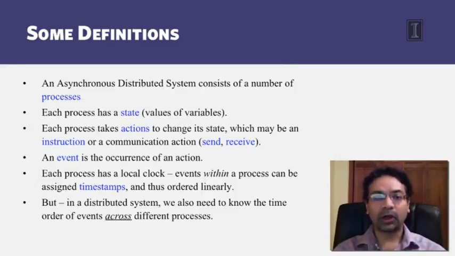Now, each process has a local clock, and events within a process can be assigned timestamps based on this local clock, because a local clock only increases linearly. It only moves forward. It never moves backwards, and it never gets stuck. So events within a given process can be ordered linearly. However, what we really want to do in a distributed system is order events across processes. We want to say that this event at process A and this other event at process B happened in this particular order, where maybe the first event at process A occurred before. So that's the challenge over here.